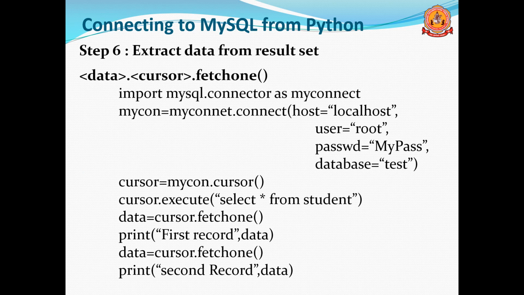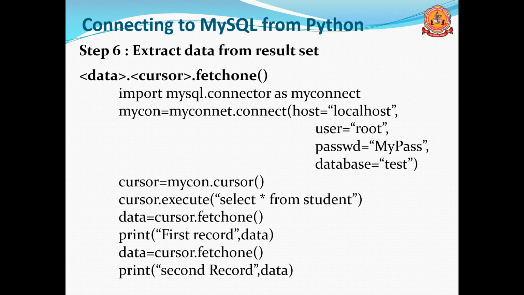Here is an example. Import mysql.connector as myconnect. We are importing a package. After that, we provide the connection: mycon equals myconnect.connect, where we use host, username, password, and database. Everything is the same. Then cursor equals mycon.cursor, so the cursor is initialized. Now we are going to execute the query: cursor.execute select star from student. So we are going to display all the student records.